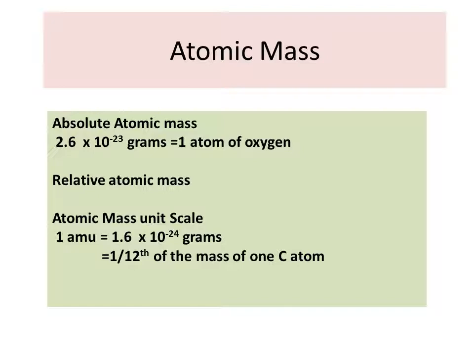And from where did we get this value, 1.6 into 10 power minus 24 grams? How could we assign that 1 AMU should be equal to this only? Why not 2.6 into 10 power minus 23? So this comes from 1/12 of the mass of one carbon atom. The AMU scale is also a relative atomic mass scale, relative to the mass of the C12 atom. So 1 AMU is 1/12 of the mass of one carbon atom.